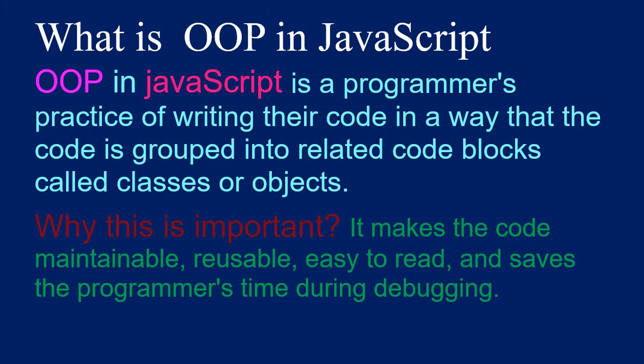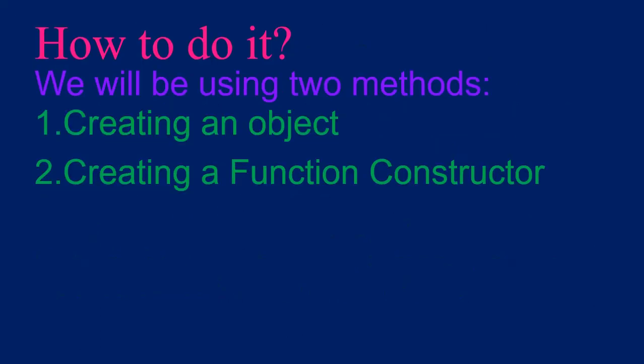Alright, what is OOP in JavaScript? OOP in JavaScript is a programmer's practice of writing their code in a way that the code is grouped into related code blocks, code classes, or objects. Why is it important? It makes the code maintainable, reusable, easy to read, and saves the programmer's time during debugging. Yeah, it's a time saver, and it can actually save you from punching at your computer.